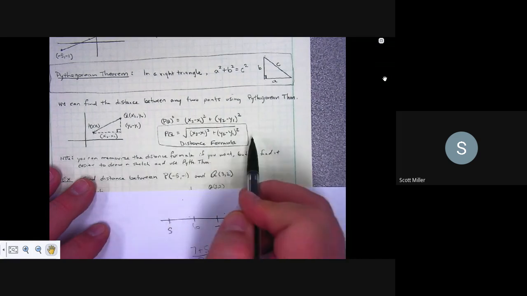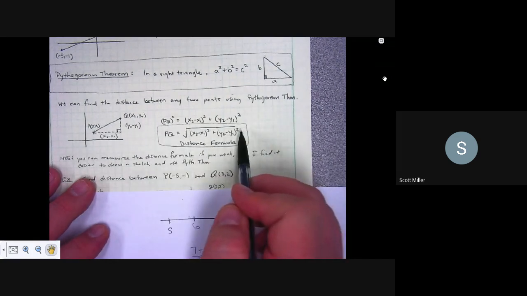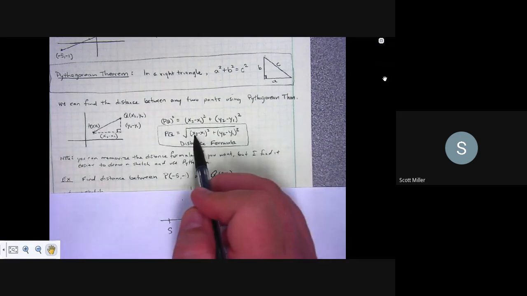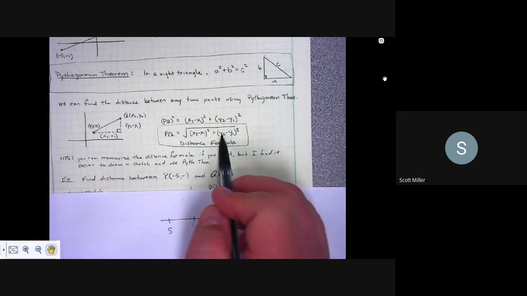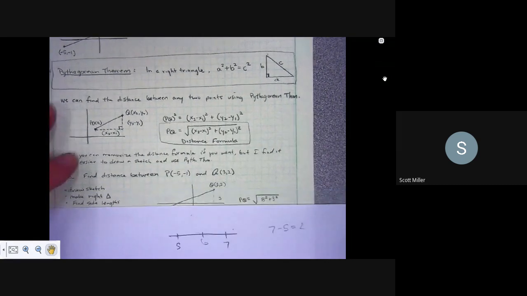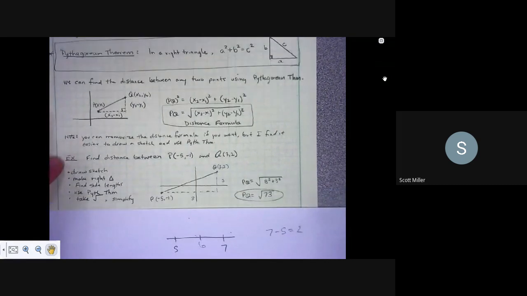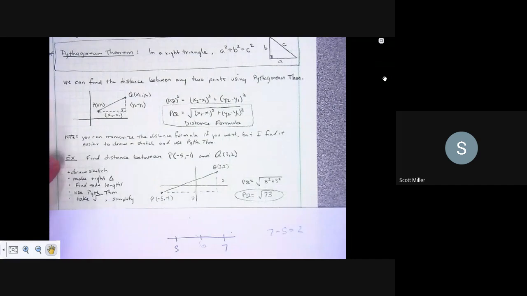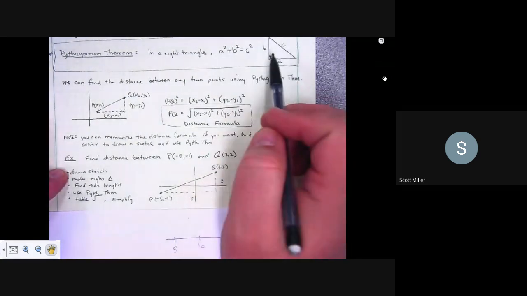that they give you. So if you want to memorize this formula and use it, they give you 2 points. You plug in, 1 x minus the other one, and the y's, just subtract those. You'll be fine. You'll have the distance between the 2 points. Okay? And there is no problem with doing that. Here's what I do when I want to do this. It's the same process. I just don't memorize the formula. I'm going to use the Pythagorean theorem.